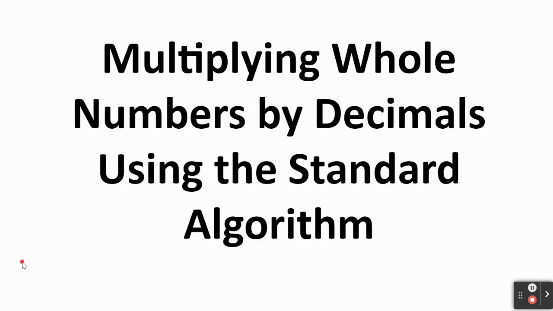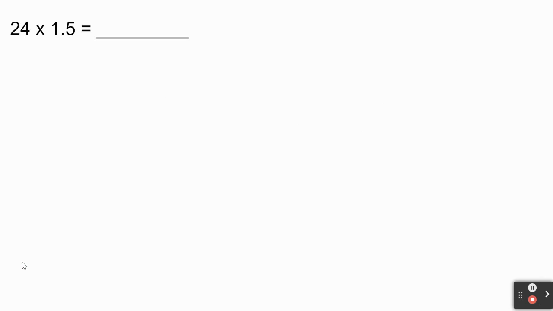Today we'll be multiplying whole numbers by decimals using the standard algorithm. Let's start by multiplying 24 times 1 and 5 tenths. First, we're going to line our numbers up vertically, which means one on top of the other.